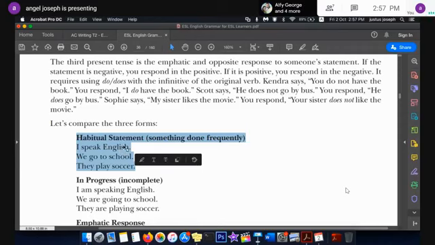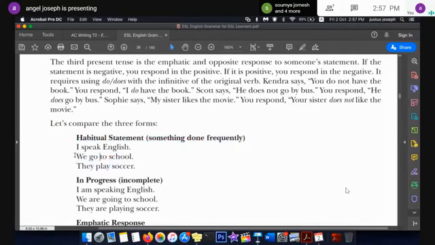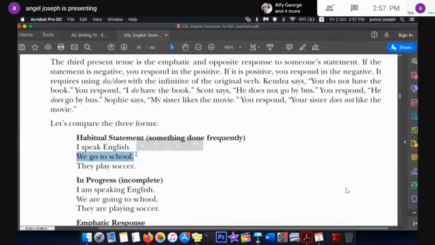frequently. So it's not today that you started your experiments with the language English. You've been doing it for many years. It's a frequent action, it's a habit. So I speak English. Look at the next sentence, we go to school. Here again we are talking about a habit. We are not talking about today that we went to school and that's why we are calling simple present. No, that's a habit. We go to school.